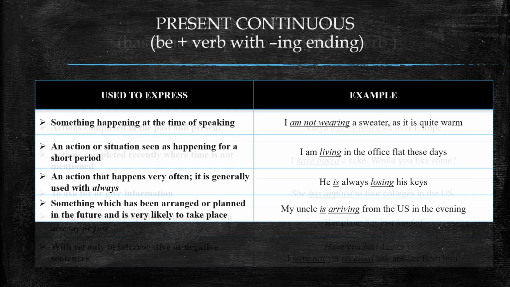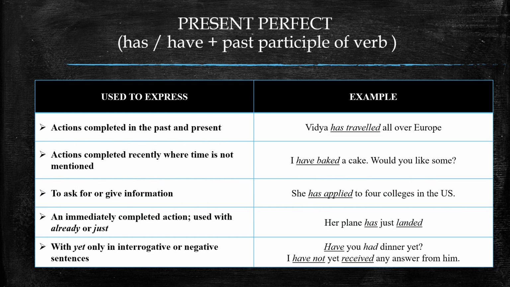Present perfect tense. Now in this tense we use has or have plus the past participle of the verb. The verbs in the present perfect tense are used to express actions completed in the past and present. For example, Vidya has traveled all over Europe.